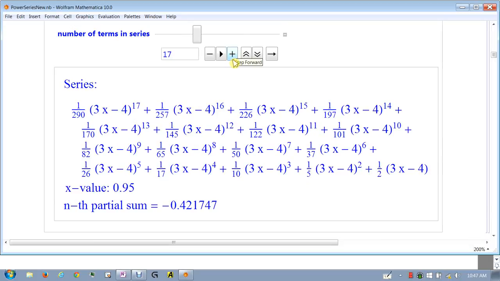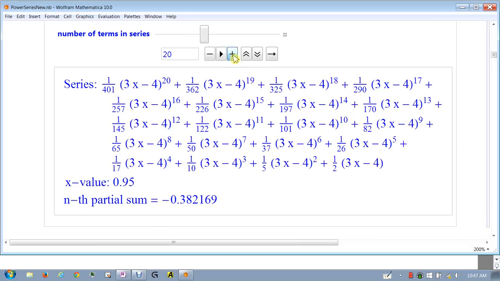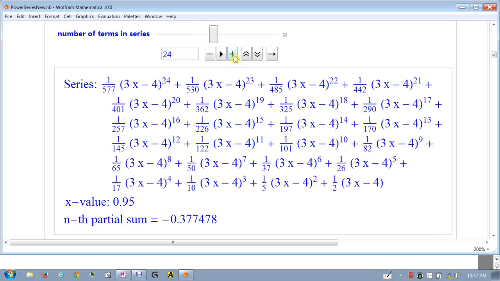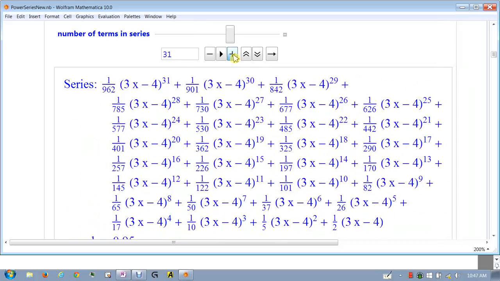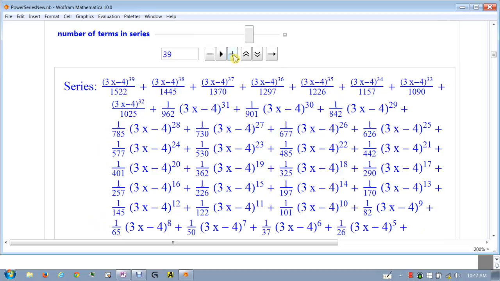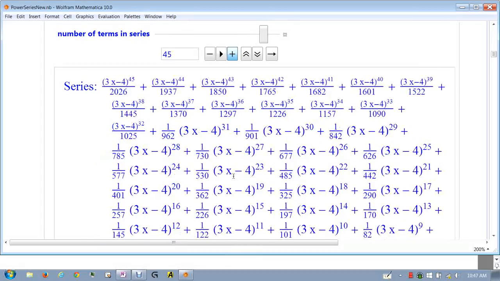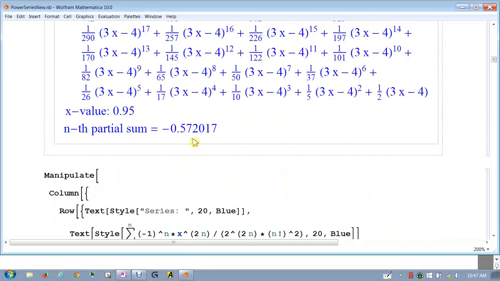0.4, 0.38, 0.42. It looks like it's converging. Let me go pretty far out with this. See how it's now at 0.57? I mean, it took me a while, but it's not getting closer to something. It keeps on spreading out.